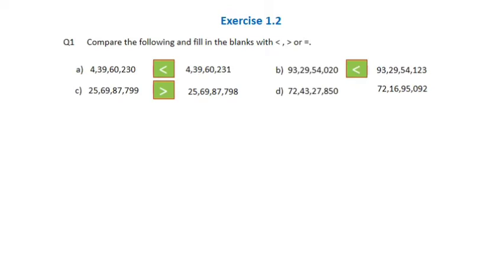Okay, let's come to D1. D1 is here ones, thousand, lakh, crores, ones, thousand, lakh, crores. Okay, let's see 72 crores, 72 crores. They are same. 43 lakh, 16 lakh.